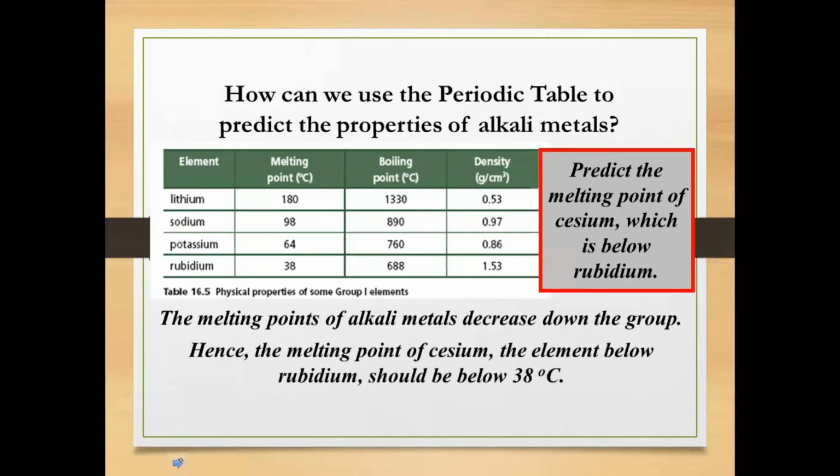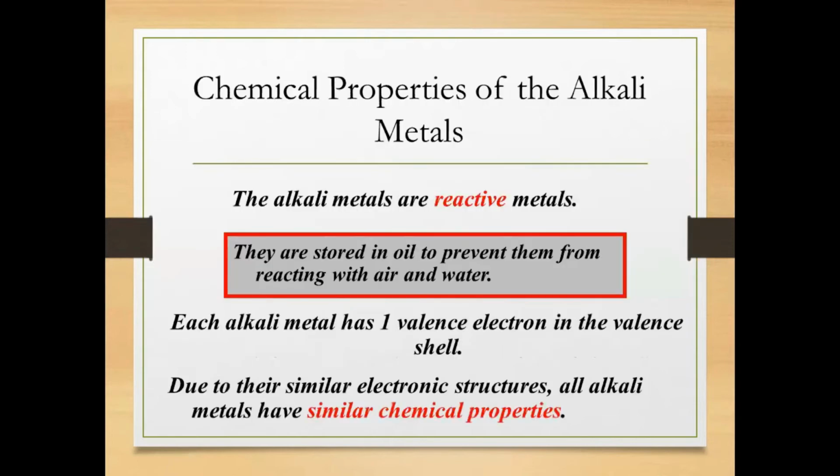The melting point of alkali metals decreases down the group. We know that rubidium is the last member of this chart and cesium is after rubidium. So definitely the melting point will be below 38, and the exact melting point of cesium is 28. So you can predict between 25 and 35. It's all up to you.